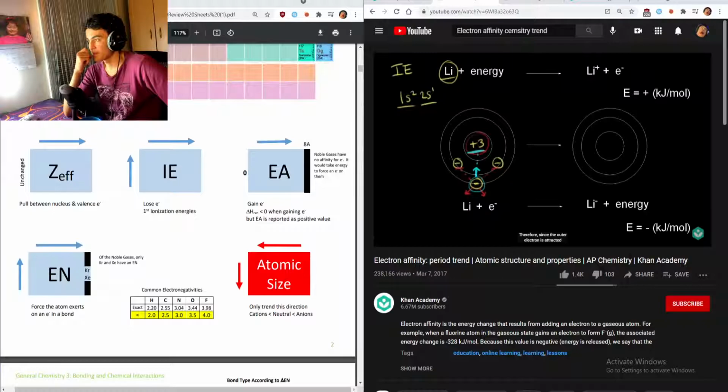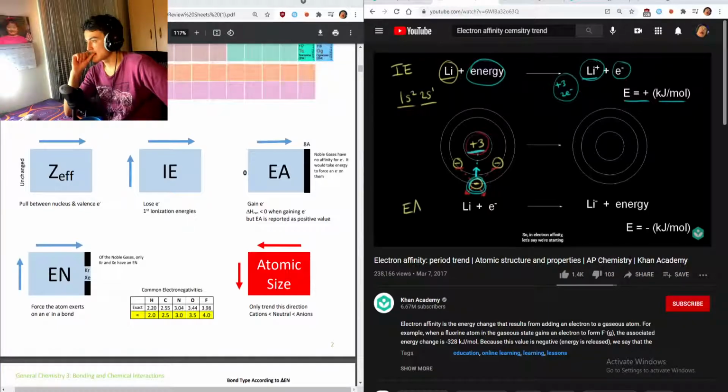Therefore, since the outer electron is attracted to the nucleus, it takes energy to completely pull away this valence electron from the neutral atom. If we pull away that outermost electron, we lose our valence electron and we're left with a lithium ion with a positive 1 charge, because we still have 3 protons, but only 2 electrons now. Since this ionization takes energy to rip away the electron, the ionization energy is positive and it's measured in kilojoules per mole. Let's compare that with electron affinity.